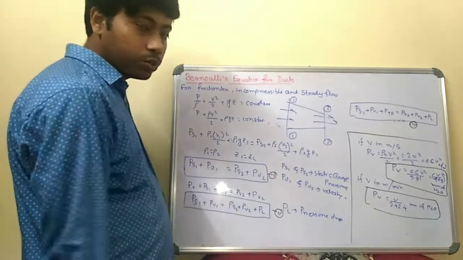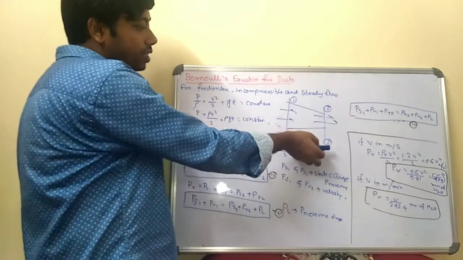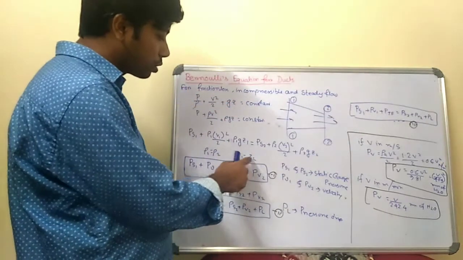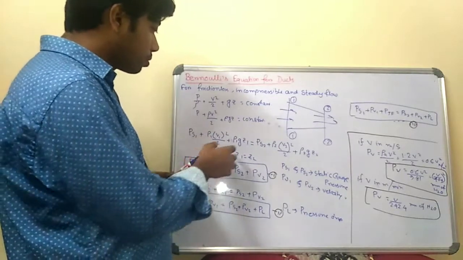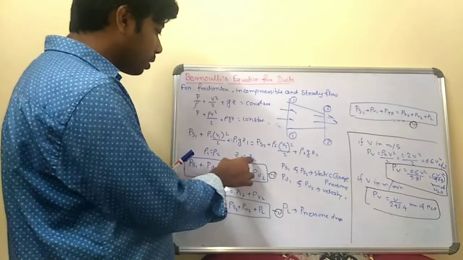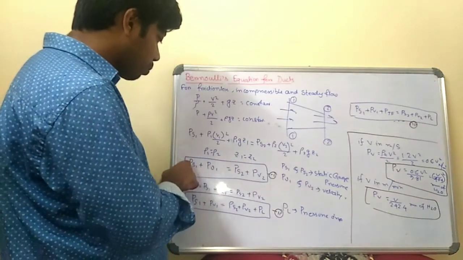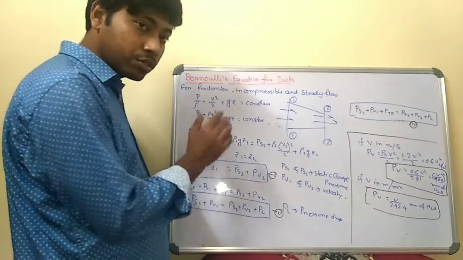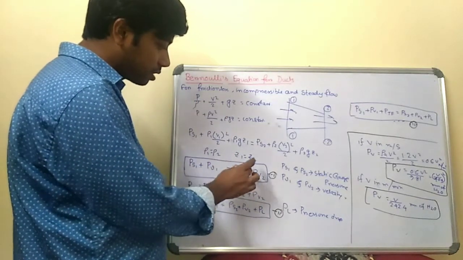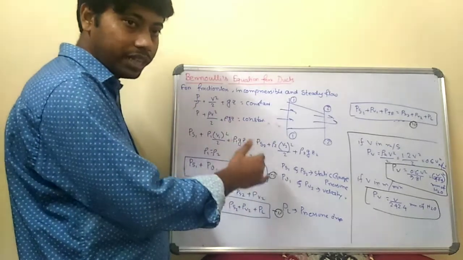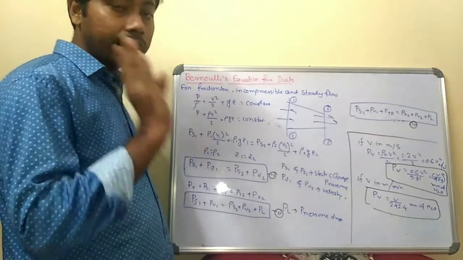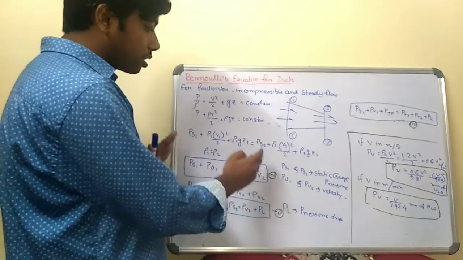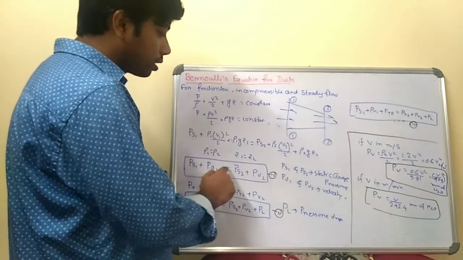Now rho 1 is equal to rho 2 and Z1 is equal to Z2, because from the datum, the height of the section is basically the same. So if rho 1 equals rho 2 and Z1 equals Z2, the equation becomes PS1 plus PV1, where PV1 is rho 1 V1 square by 2, equal to PS2 plus PV2. This PV is the dynamic pressure. So static pressure plus dynamic pressure at the inlet and outlet sections of the duct is the same if we assume frictionless, incompressible and steady flow. Then this equation is also written for the duct as PS1 plus PP1 is equal to PS2 plus PP2.